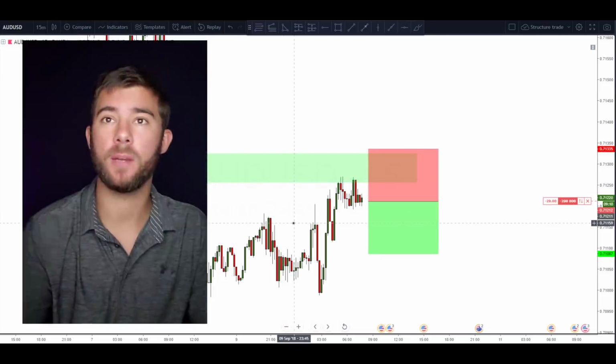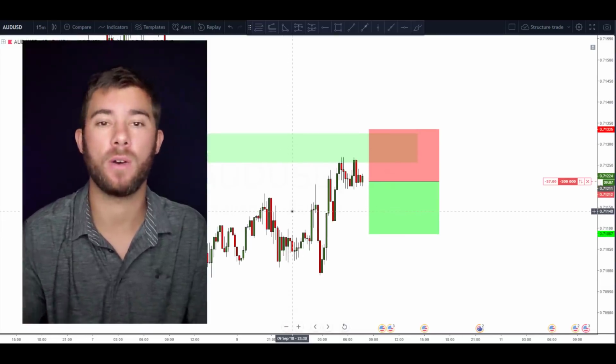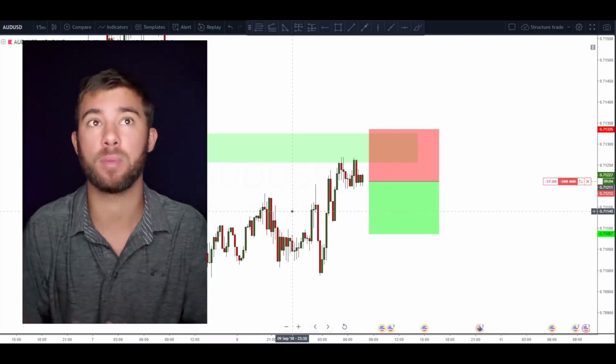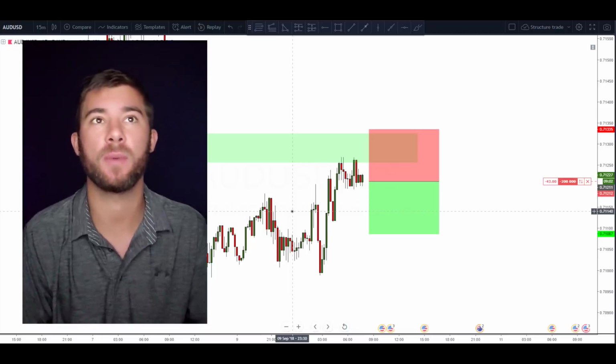So traders, we just opened up a position. We have a live position going here on the Aussie dollar 15-minute chart. What we're going to do today is break this trade down for you guys and tell you everything we used in order to get involved.